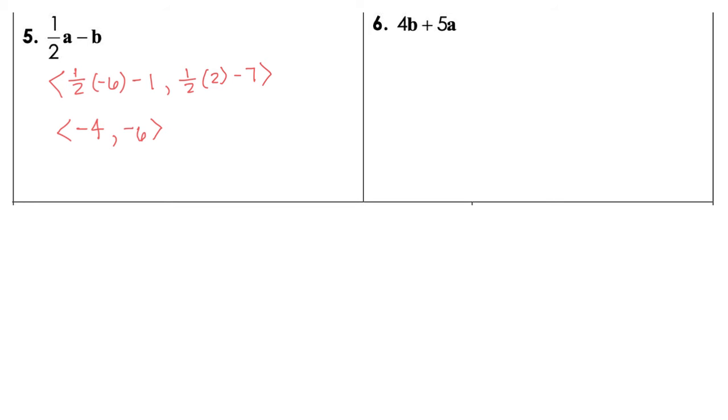And then for 6, we're going to have 4 times 1, which is 4, plus 5 times negative 6, which is negative 30. And then we're going to have 4 times 7, so 28, plus 5 times 2, which is 10. So we're going to have negative 26, comma, 38.